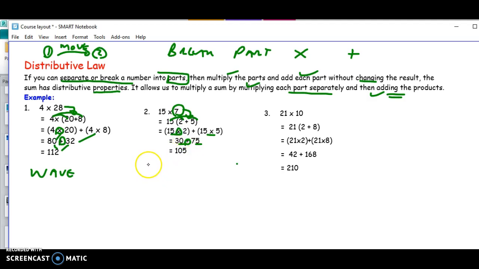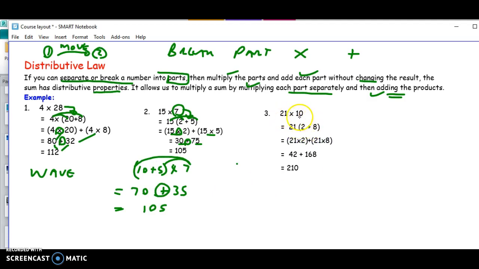I would have maybe even broken this up and said 10 plus 5 times 7. Of course, it's easier for me to work with tens and fives. So that means 70 plus 35 is 105. Quick. First multiply using the wave method and then add.